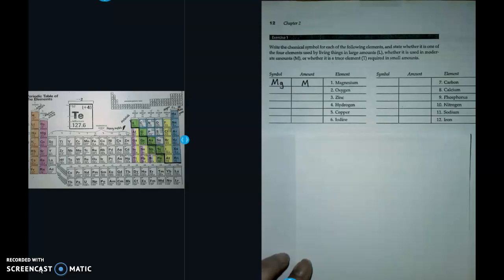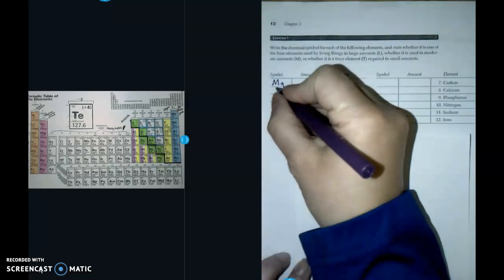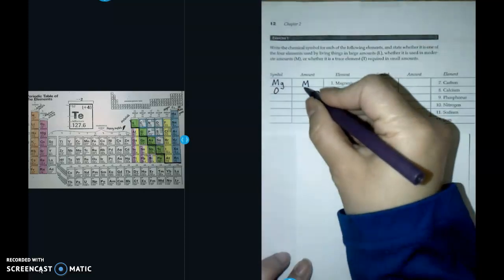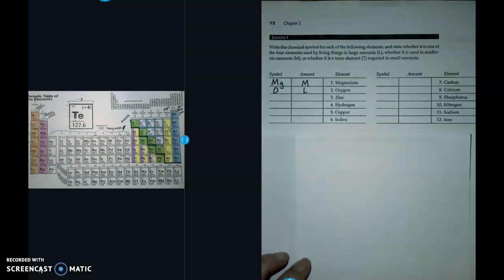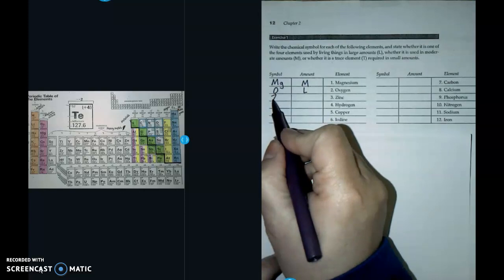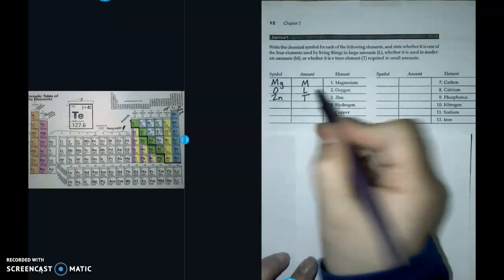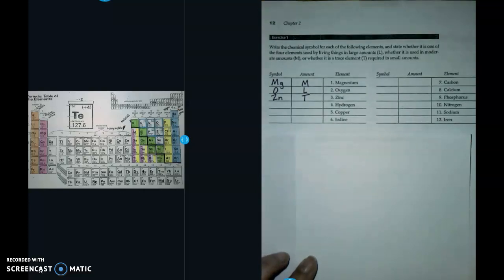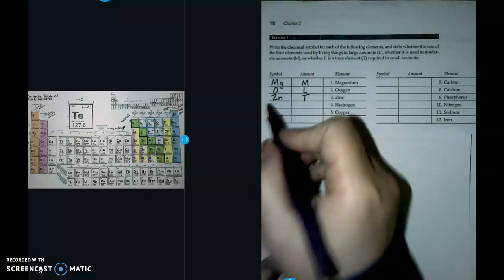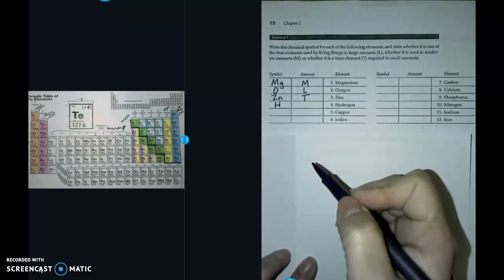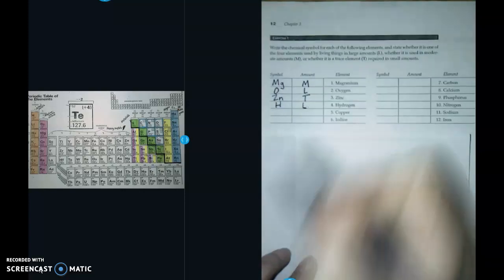The next one is oxygen. This one's simple. Its symbol is just a big letter O. And you can probably imagine we're going to need oxygen in large quantities. The next is zinc. It's a Zn. And that's one that we need in trace amounts. So we don't need a lot of it, just a little. The next is hydrogen, which is easy again because it's just a big letter H. And you can probably guess that one we need in large quantities.